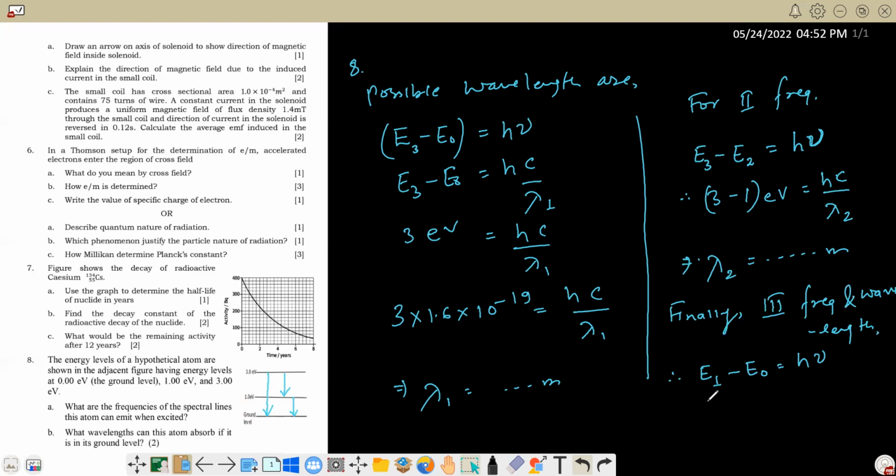Okay, so this is 1 minus 0 equal to hc by lambda 3. So on simplification, we can easily get the value of lambda 3. Okay, so this is a very important question.